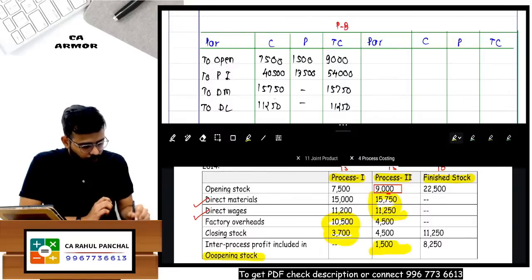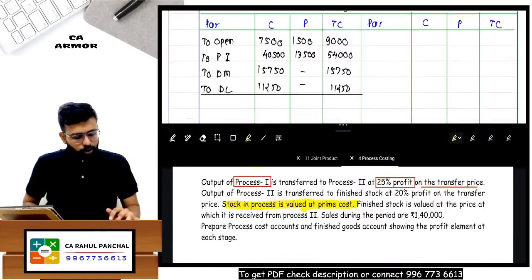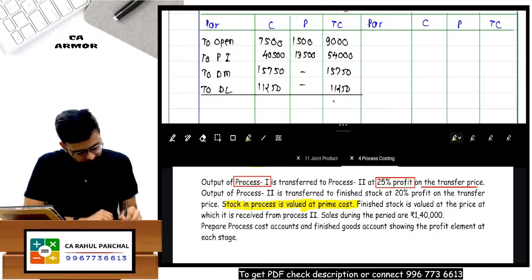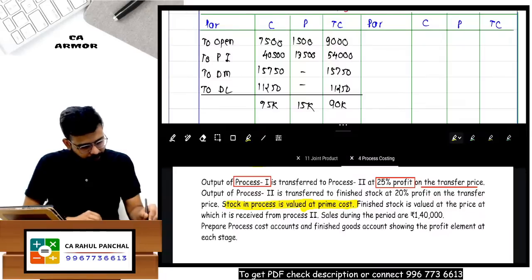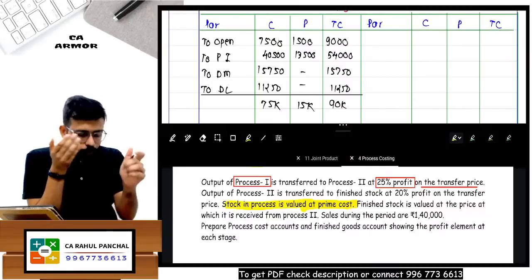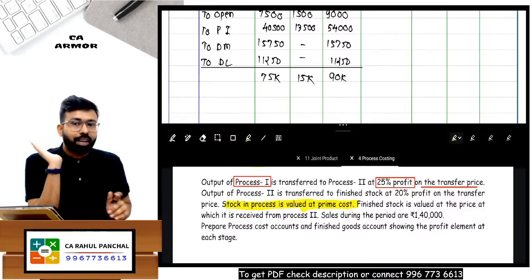So 11,250. And now you need to understand there was one sentence in between which was written that stocks are valued at prime cost. When you say stocks are valued at prime cost, 9,000 plus 54,000 plus this, you're going to get 90,000. Please understand, 90,000. And this value will be 75,000 and this value will be 15,000. Please try to understand this. Now can I say that total value is 90,000. It includes 15,000 of profit and 75,000 is the cost for the company.